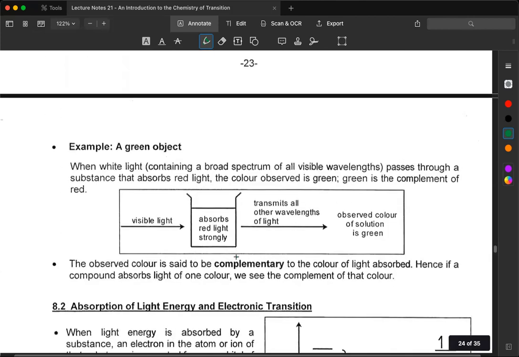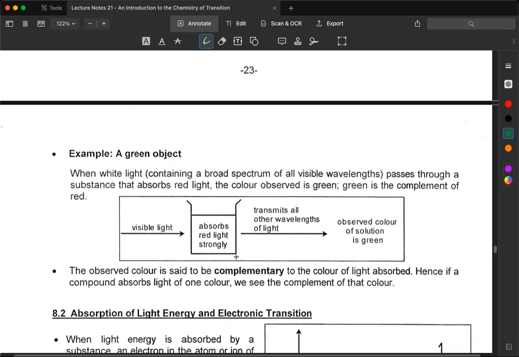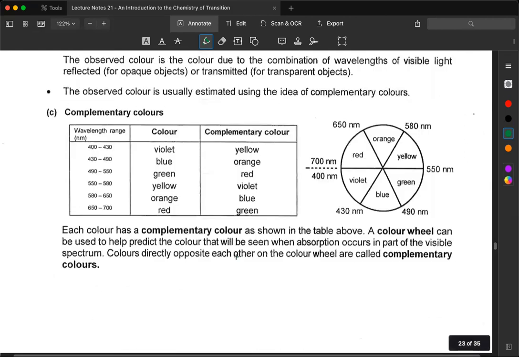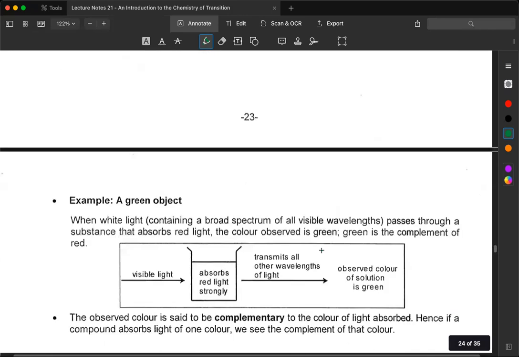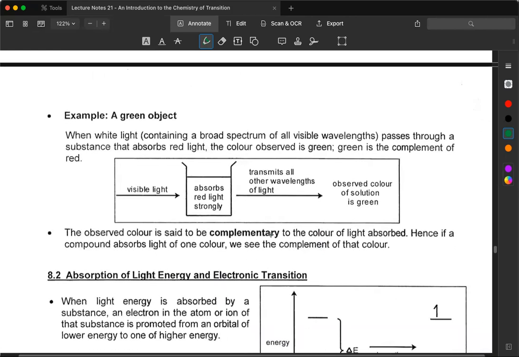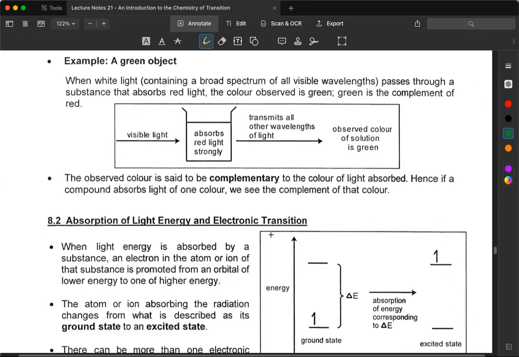For example, when white light containing a broad spectrum of visible wavelengths passes through a substance that absorbs red light, so red light is absorbed, the complementary color of red is green. So the color observed will be green, the complement of red. So the observed color is said to be complementary to the color of light absorbed. If a compound absorbs light of one color, we will see the complement of that color because the other color is not absorbed and is reflected.